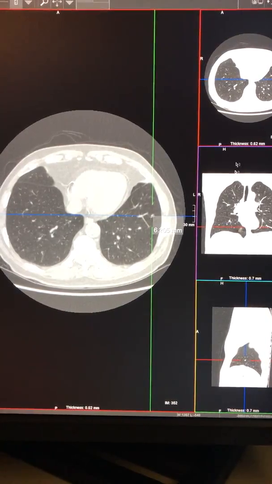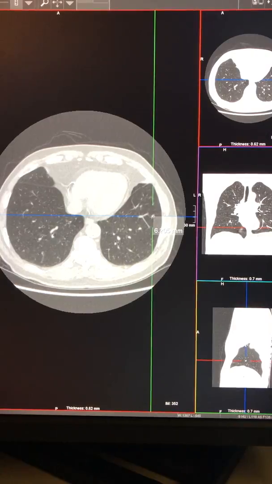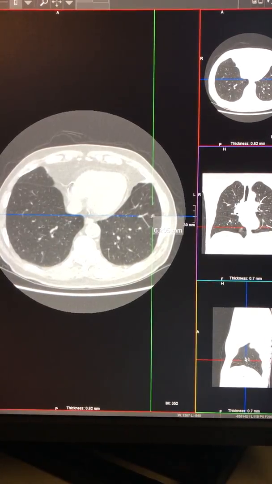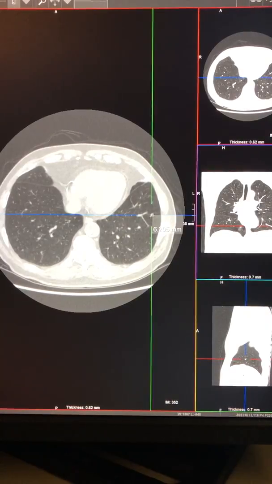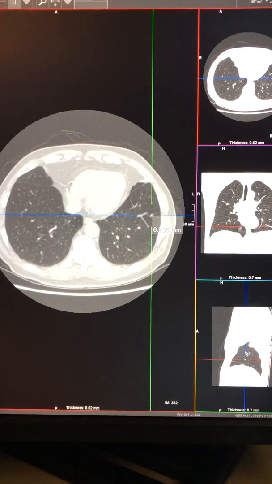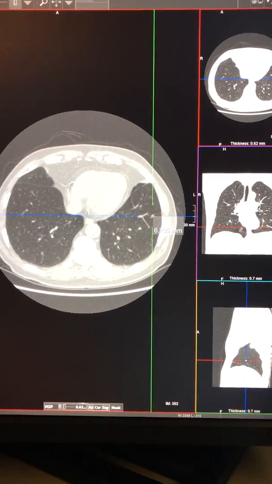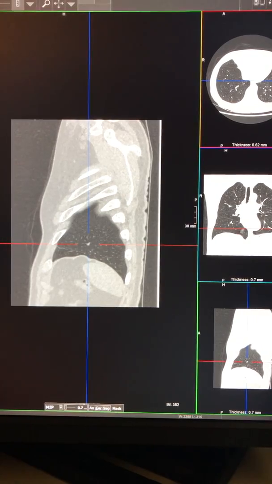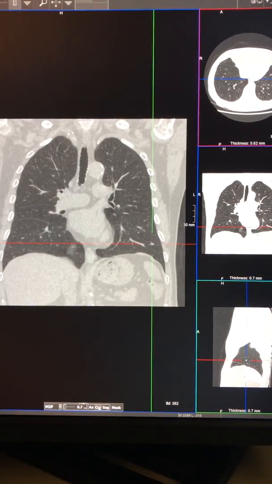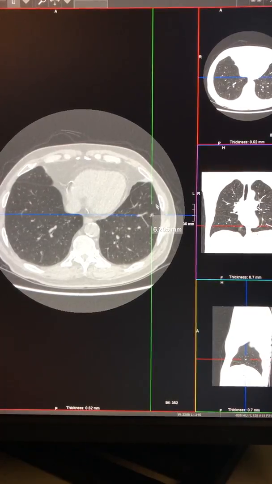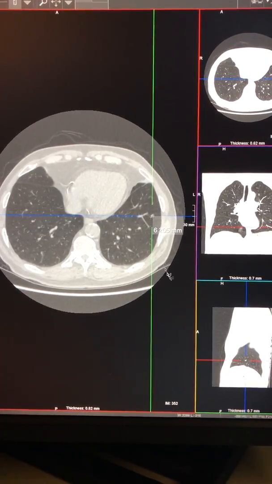It is useful to have a multiplanar algorithm, especially in order to decide if the longest axis of the nodule is in another plane. If that is the case, then the measurement should be made on that plane. In this case, you can see that the longest axis of this nodule is actually in the axial dimension, and therefore it is by convention useful to use the axial dimension.